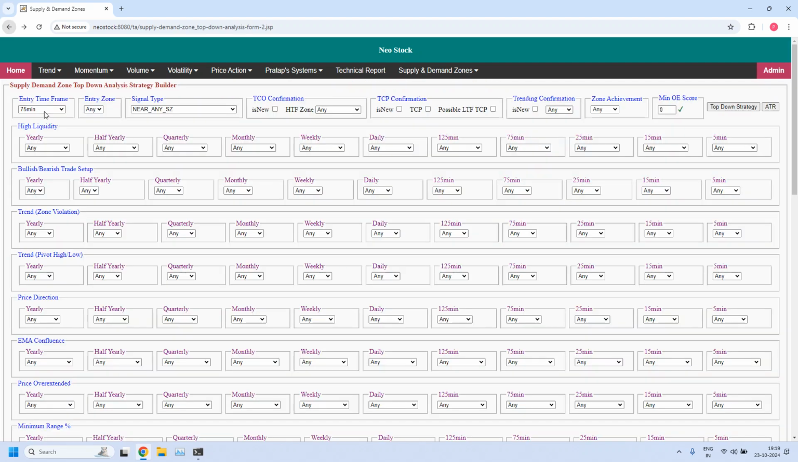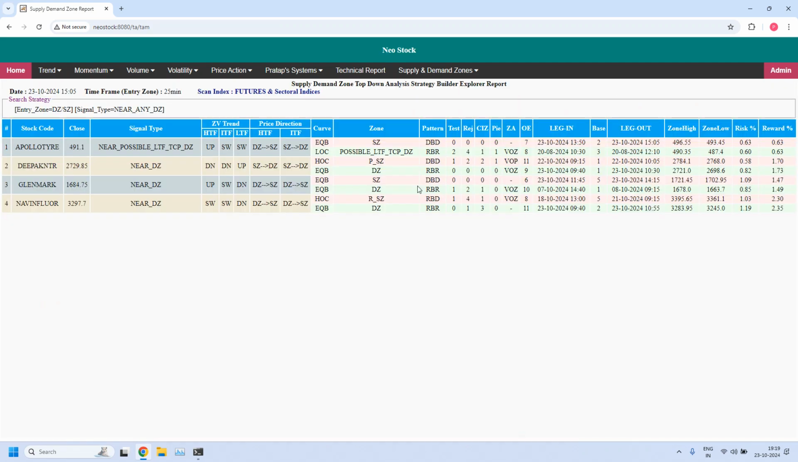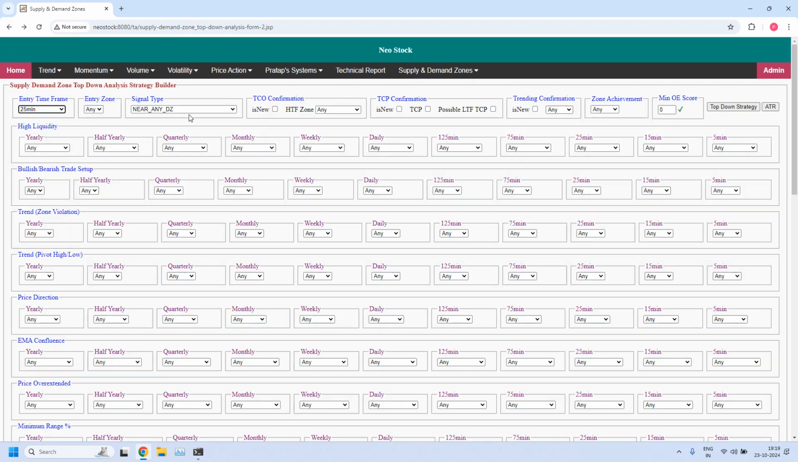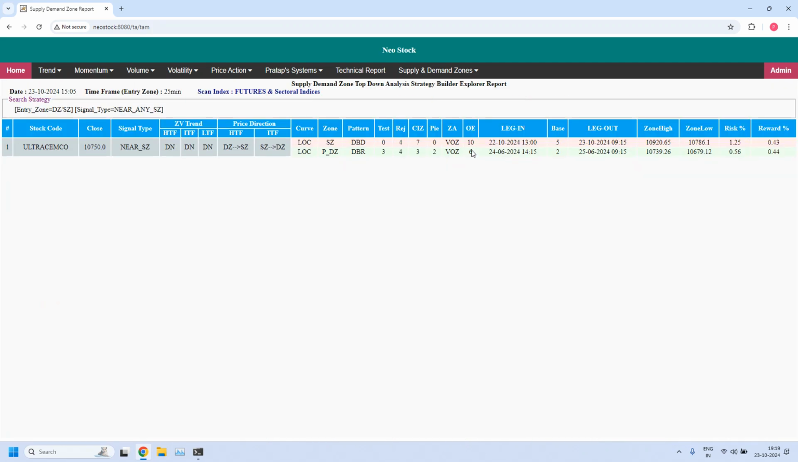Okay, next time frame is 25 minutes. Let us find the stocks near 25 minutes demand zone. 4 stocks are filtered. Next, for 25 minutes time frame, let us find the stocks near 25 minutes supply zone. 1 stock is filtered.